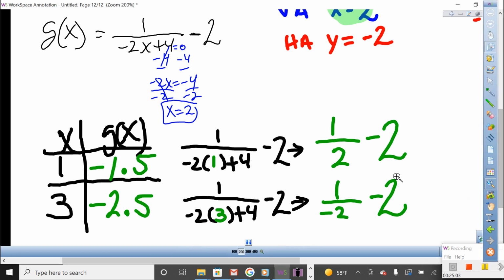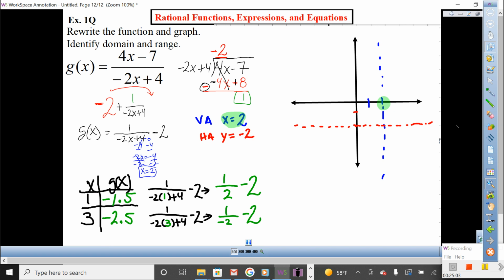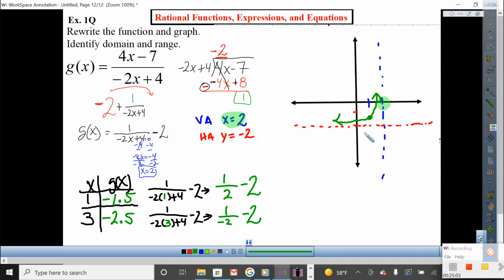All right, let me zoom out. So look, we got 1 and negative 1.5. Negative 1.5 is about right there. And we go from left to right. And then 3, negative 2.5, which is down here. From left to right. There you go.